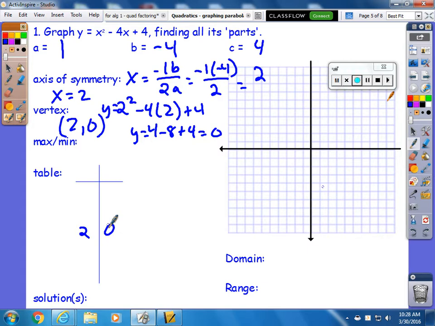fold line, so here my vertex is right on the x-axis at 2, 0, and the fold line, the axis of symmetry, is running down x equals 2. And of course, because this is a positive parabola, it is a min. So now the way we set up our table is that we use the 2 in the middle, and we're looking for two numbers on either side of that.